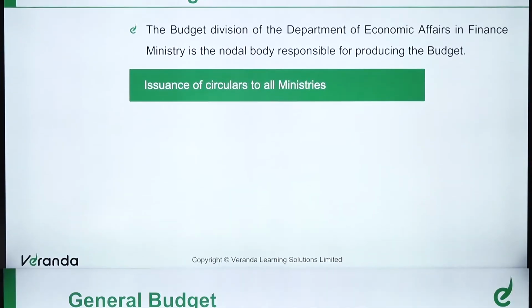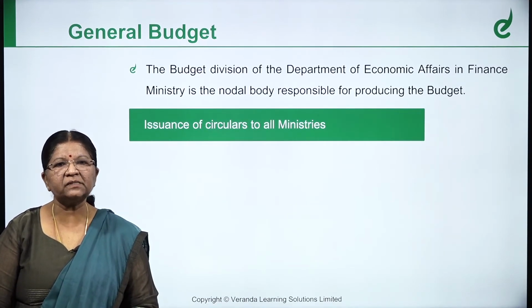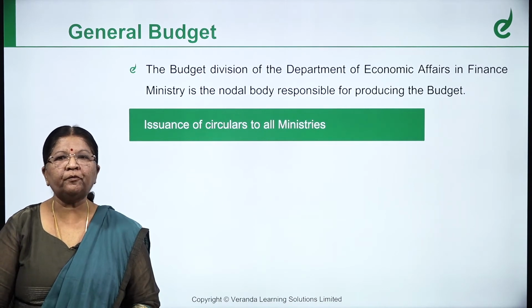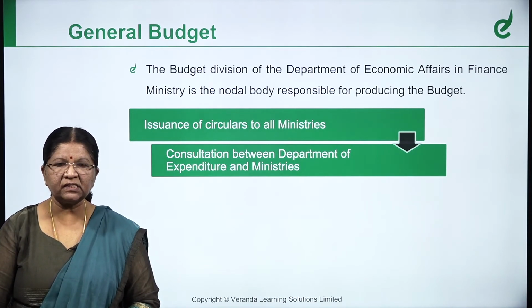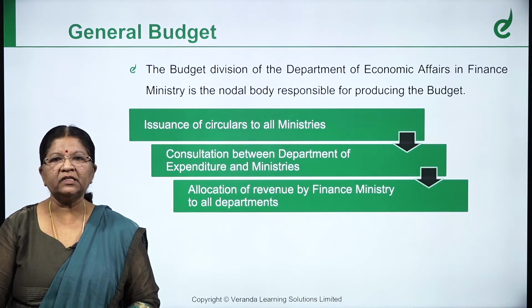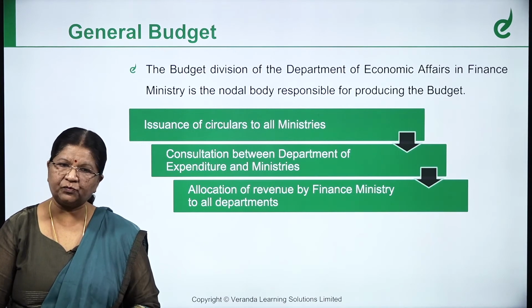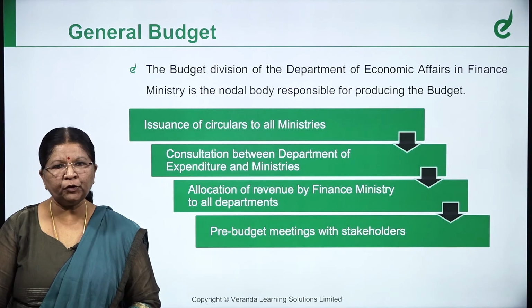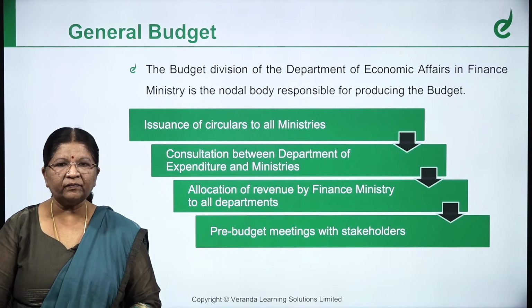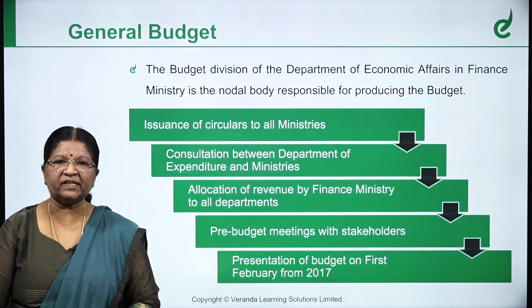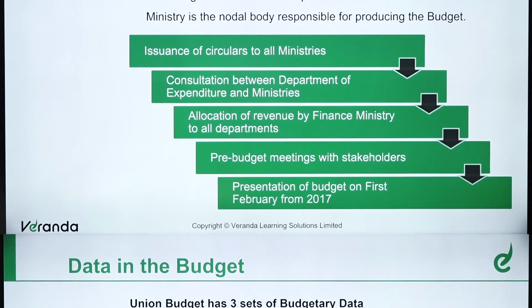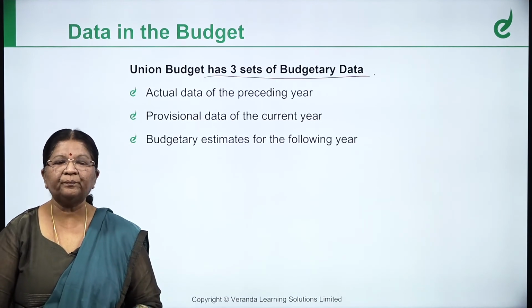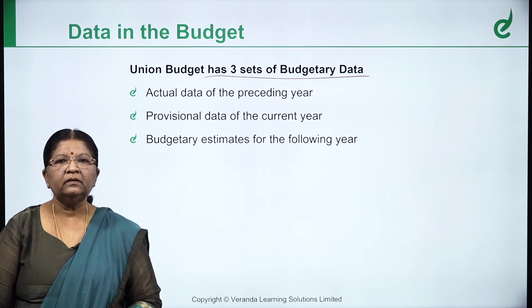The budget division of the Department of Economic Affairs in the Finance Ministry is the nodal body responsible for producing the budget. First, there is the issuance of circulars to all the ministries, followed by the consultation between Department of Expenditure and the respective ministries, followed by the allocation of revenue by Finance Ministry to all the departments. Then there are the pre-budget meetings with the stakeholders, and finally the presentation of the budget on the 1st of February, which has been done from the year 2017.